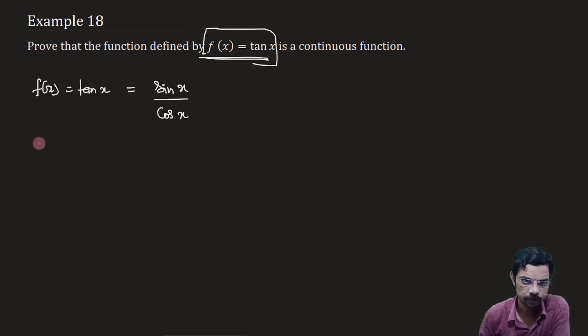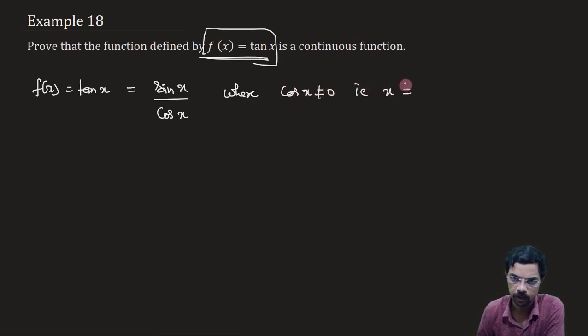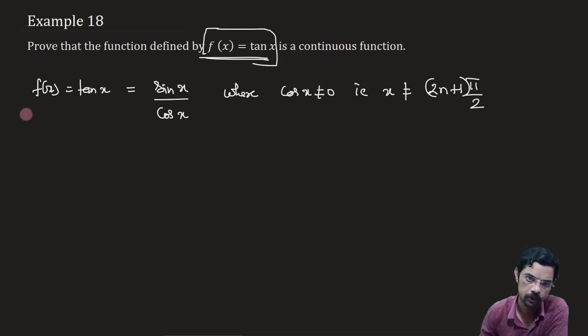Here, cos of x should not be equal to 0, that is, x should not be equal to odd multiples of pi by 2, which means (2n plus 1) pi by 2.